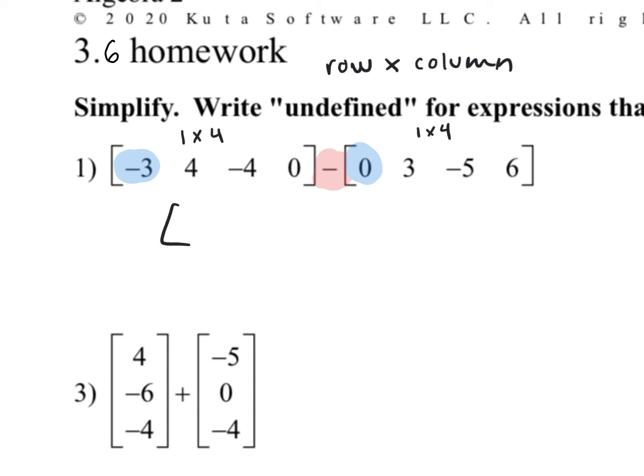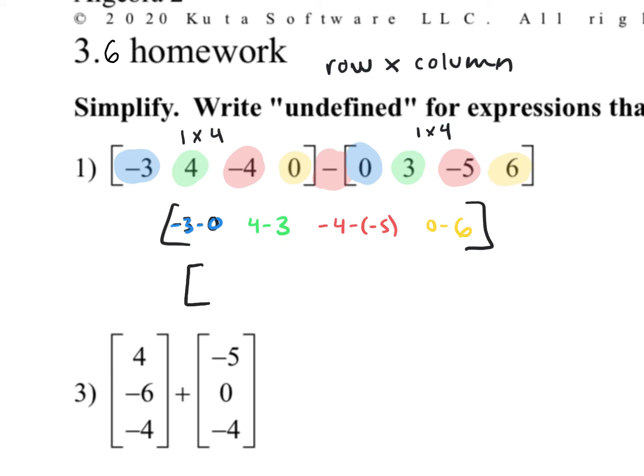So you just make sure you subtract everything that's in the same spot. The one farthest to the left would be -3 minus 0. I'll come back and subtract them at the end. Next, let's do 4 minus 3. You can separate with commas or just spaces, like it is here. Then we would do -4 minus -5. And then lastly, we have 0 minus 6. And then we just subtract them.